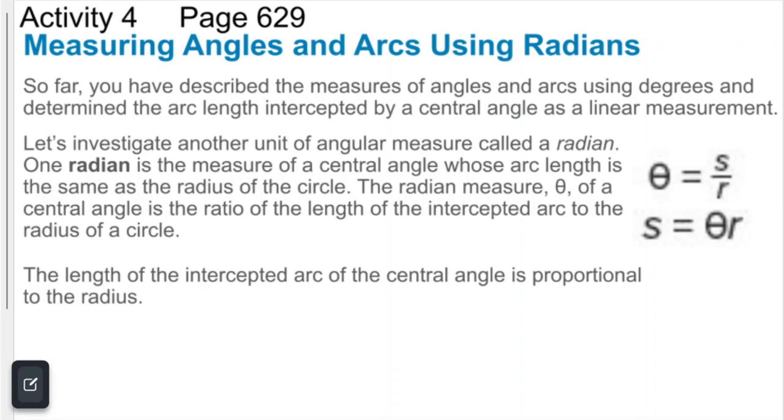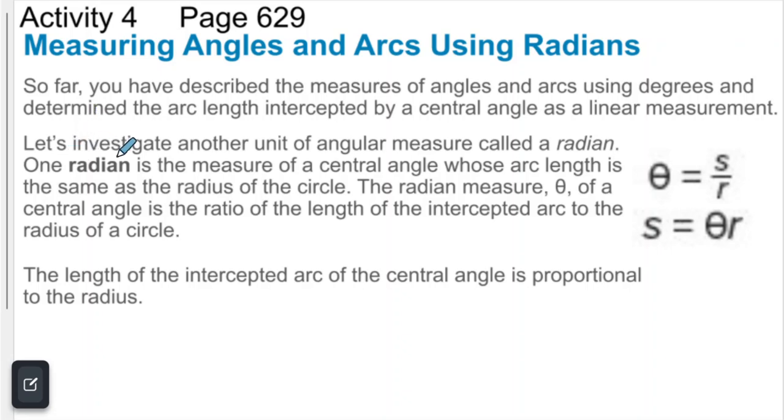Okay, now we're going to learn about radians. So far you have described the measure of angles and arcs using degrees, and determined the arc length intercepted by a central angle as a linear measurement. Let's investigate another unit of angular measure called a radian.